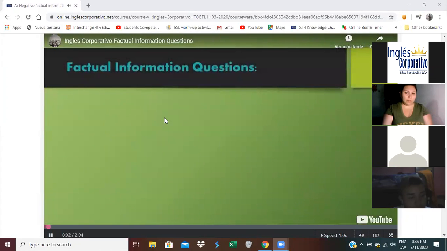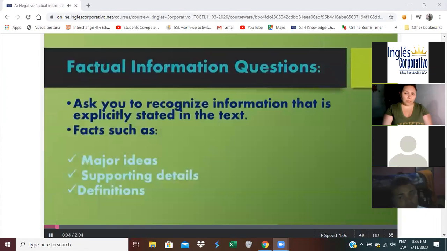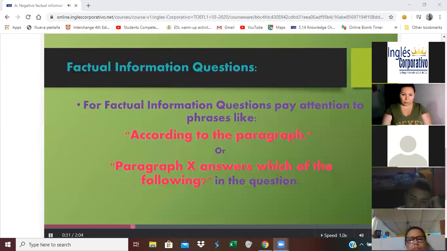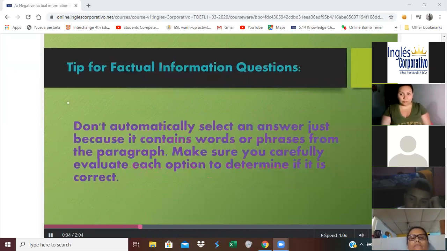Okay. We will now move on talking about factual information questions. They are similar to the previous type because they ask you to recognize information that is explicitly stated in the text. This may include facts such as major ideas, supporting details, or definitions. Factual information questions will have phrases like according to the paragraph or paragraph X answers which of the following in the question. Here's a tip for answering factual information questions. Don't automatically select an answer just because it contains words or phrases from the paragraph. Make sure you carefully evaluate each option to determine if it is correct.